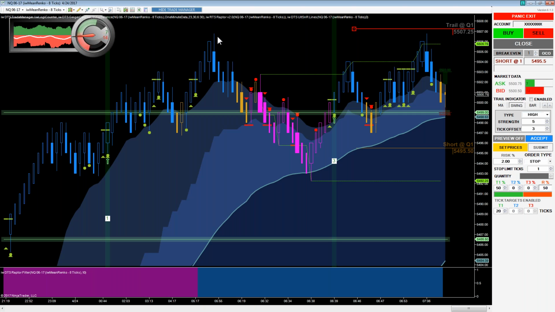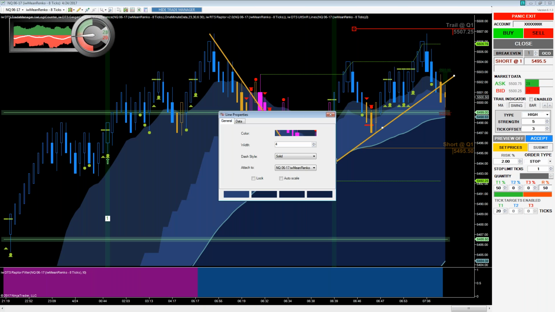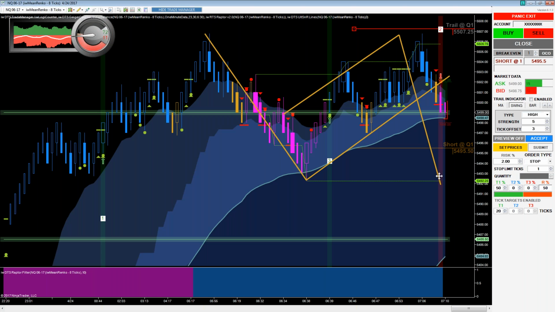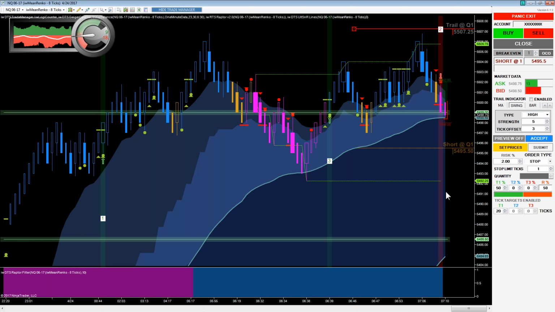Okay, a very decent looking test of the extreme now. And maybe even a break. Right, so the Raptor's thinking as much: hey, we've tested the extreme, we've got a soft edge sell. Like I say, target 54.84, 85, 86 would bring us back to the hard edge, as well as our secondary resistance line.